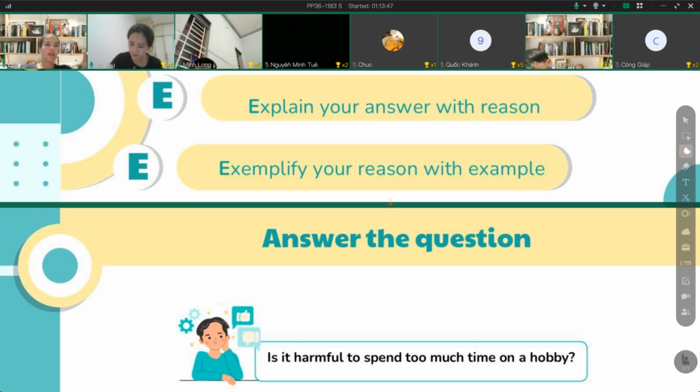I want to give you guys an example. Yes, I think that spending too much time on a hobby is bad because I think too much of anything is bad. For example, if I spend too much time flying a kite, I might hurt my neck. Okay, just a stupid example, but it's important that you give the full idea.